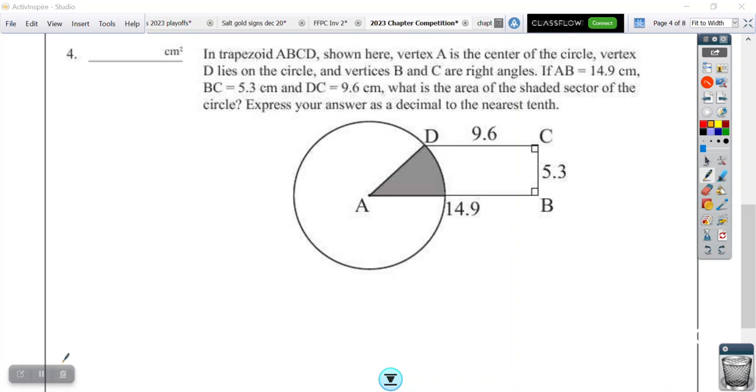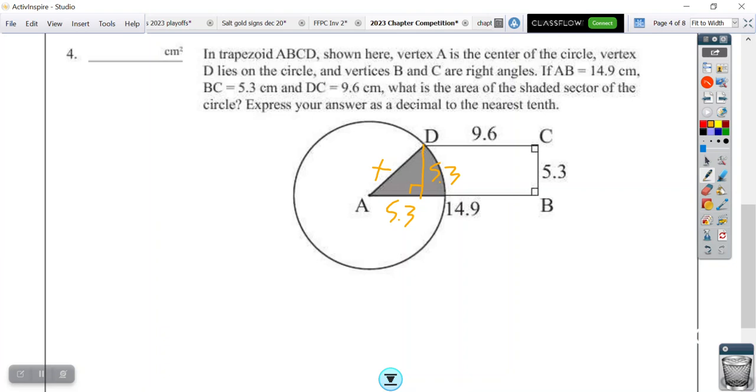So the first thing we want to do is solve for this side. So we want to solve this to make it just a Pythagorean theorem problem. So you do 14.9 minus 9.6, and you get 5.3. That's also 5.3. So then you just do the Pythagorean theorem.